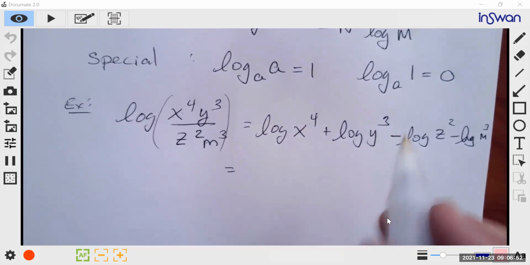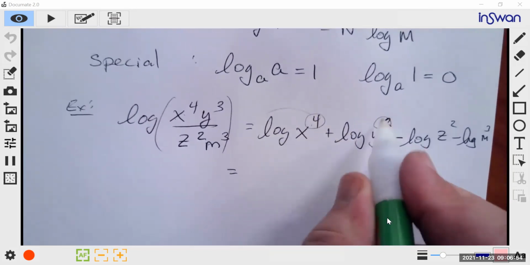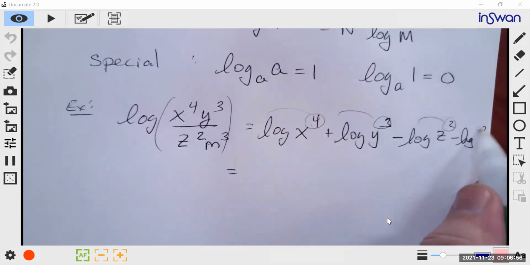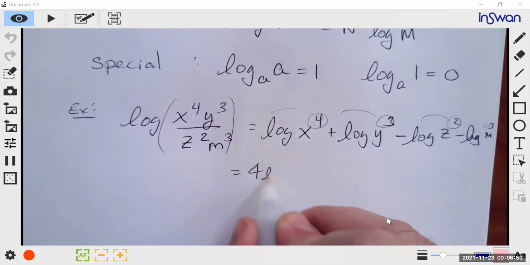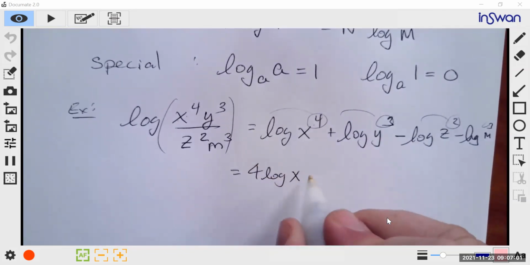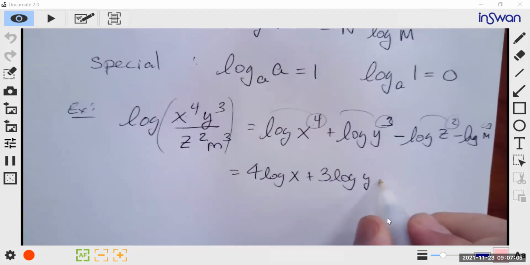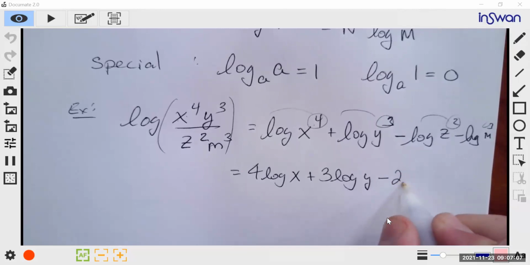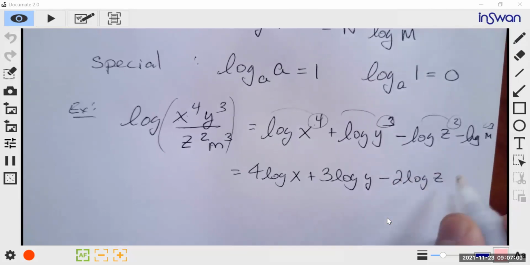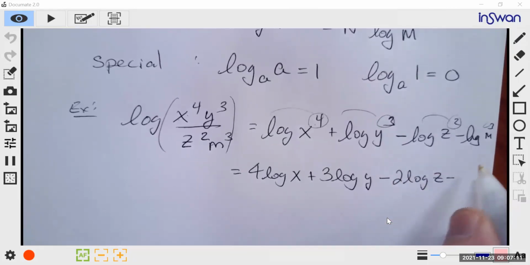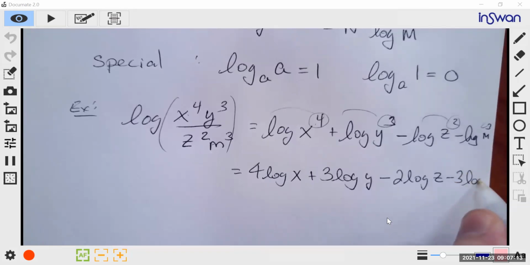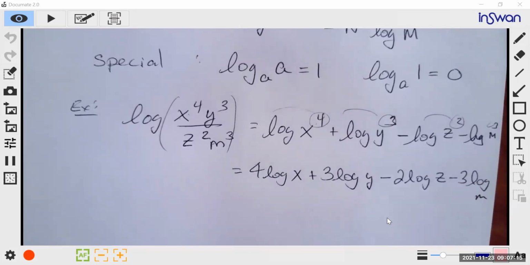You can't have an exponent, so all the exponents go out in front. So we have 4 log x, 3 log y, minus 2 log z, minus 3 log m.